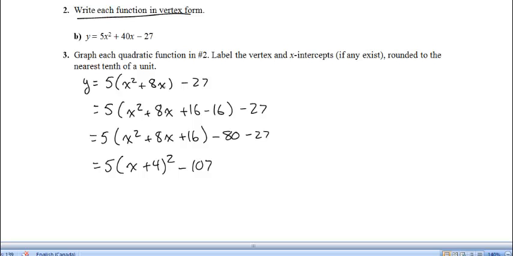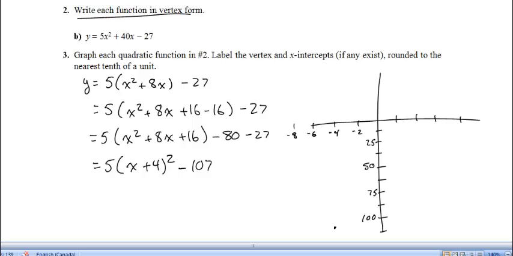Now they want us to graph it. So I'll just set up a set of axes here. And you'll notice because the y-coordinate of the vertex is negative 107, I set my y-axis up a little differently than my x-axis. So I want it to go down fairly quickly. So just eyeballing it here, this means my vertex is back 4, down 107, and it's going up 5 times as high as it normally would. So if I went over 2, normally I'd go up 4, but I'm going to go up 5 times that, which is 20. So roughly about here.